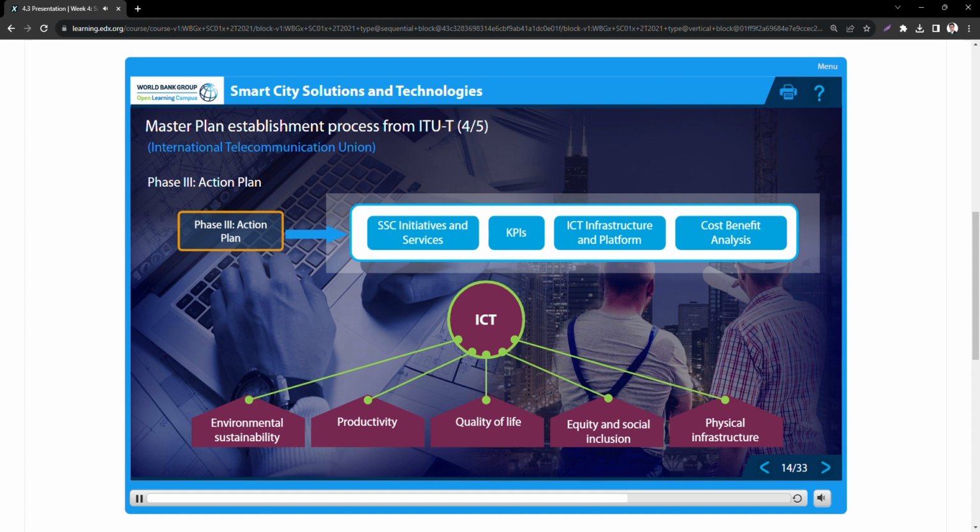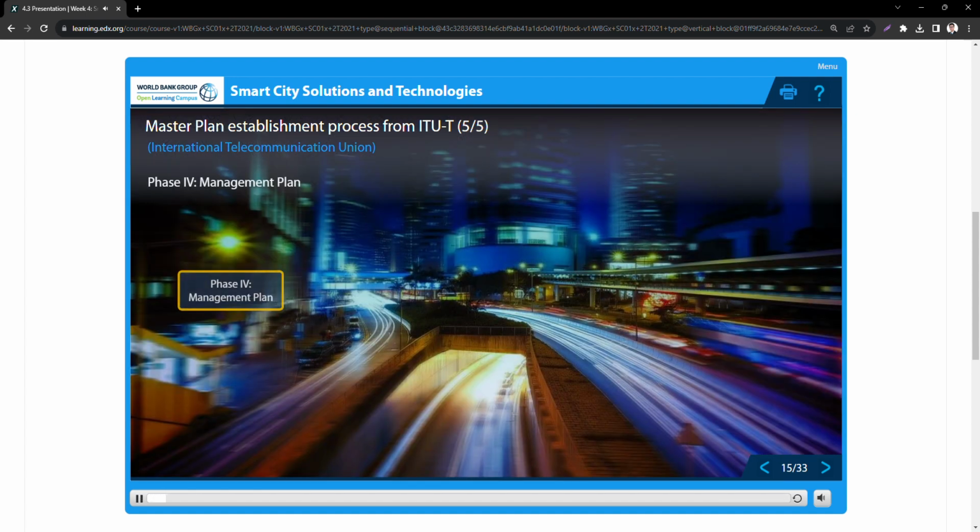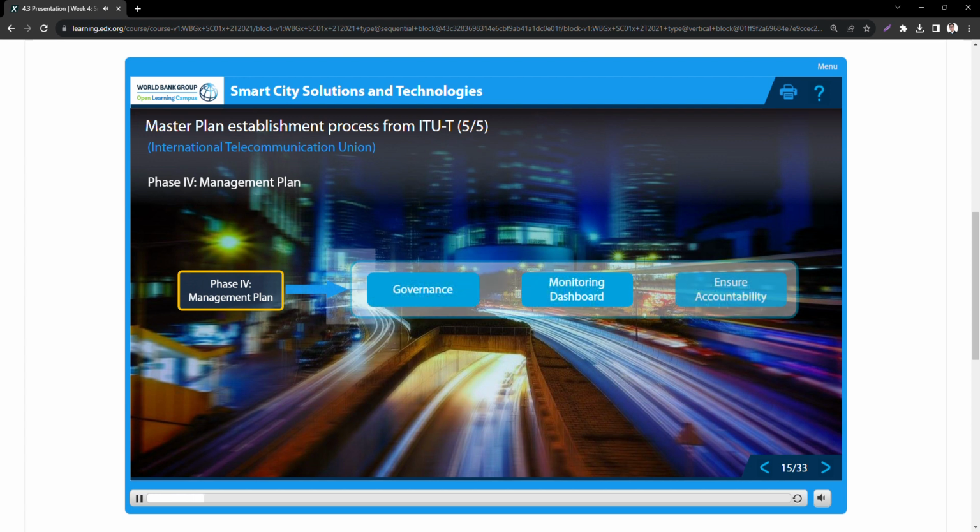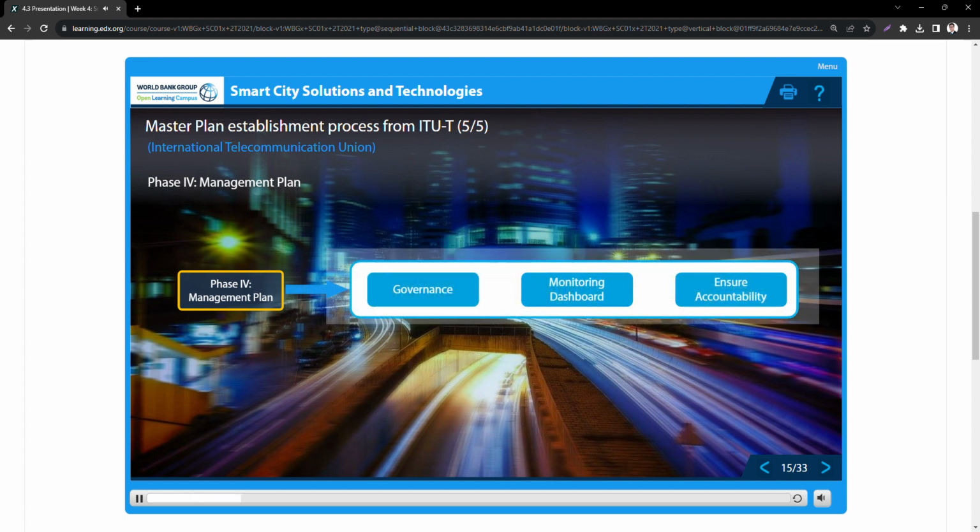ICT infrastructure constitutes a critical component of a city's transformation into a smart city and gives massive expected amount of investments. In this sense, it is of extreme importance to conduct cost-benefit analysis to analyze the feasibility of deployment of its infrastructure. This last phase, which is the management phase, includes the definition of city governance and is the setting of the monitoring dashboards to evaluate city performance in the future.